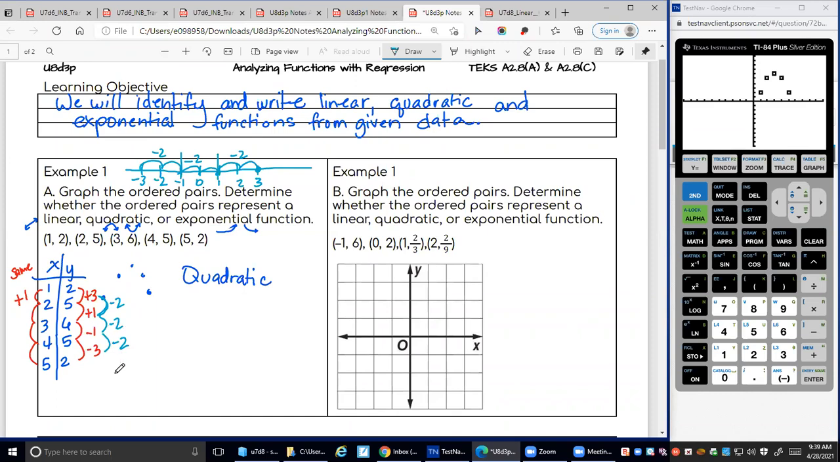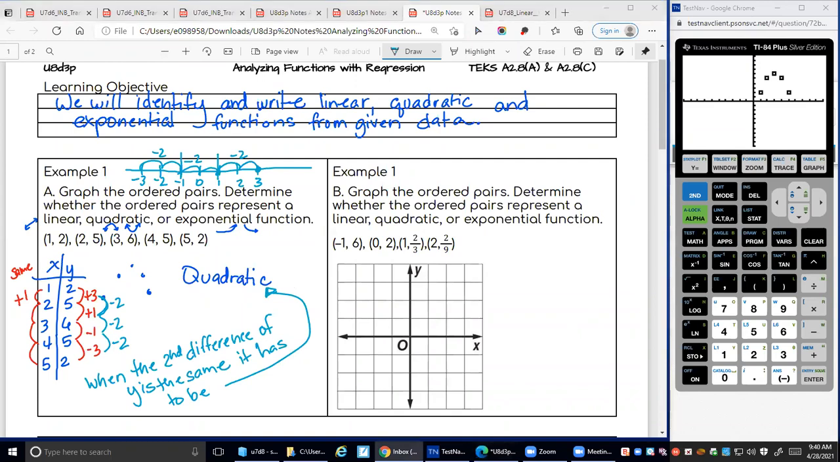Okay, so when the second difference of y is the same, it has to be quadratic. Got it? That's how you can tell from there. Any questions?